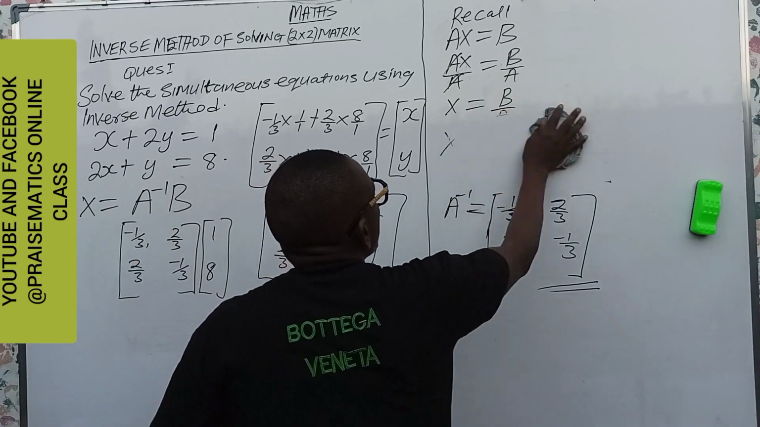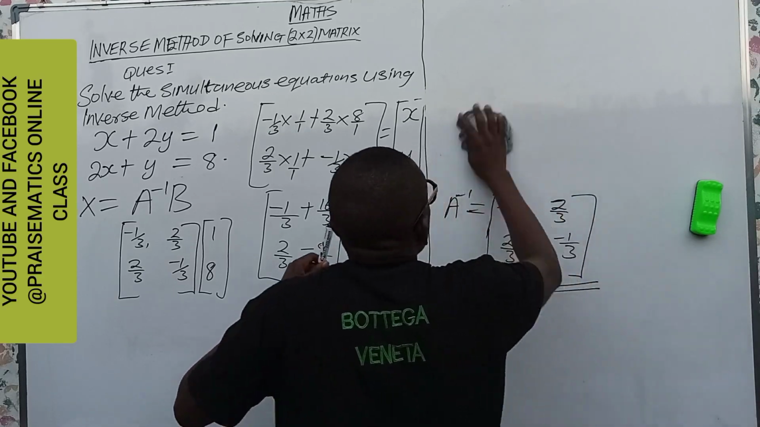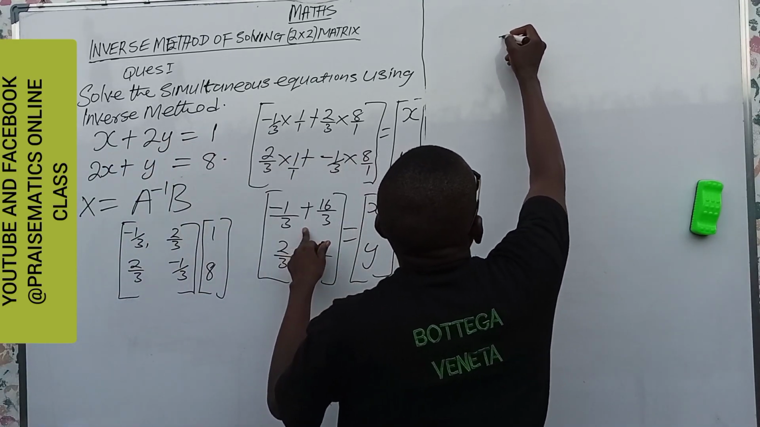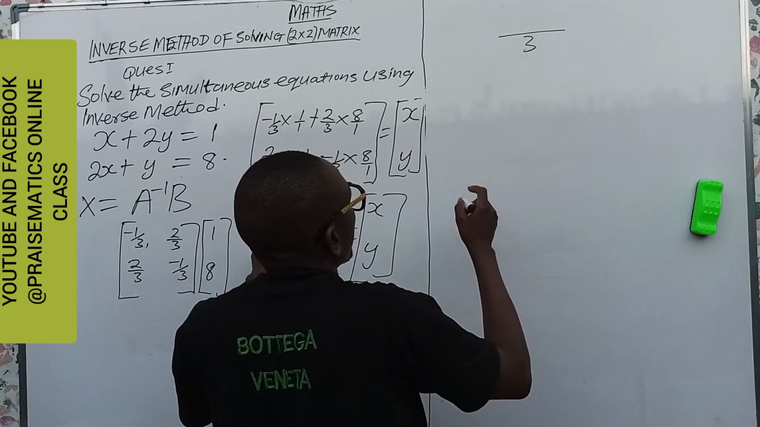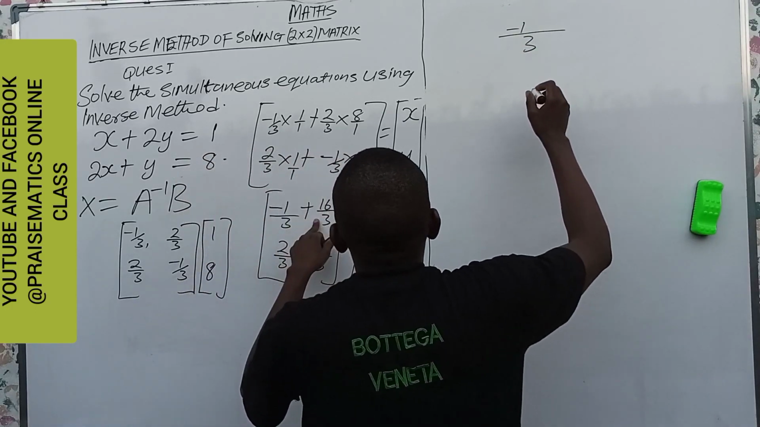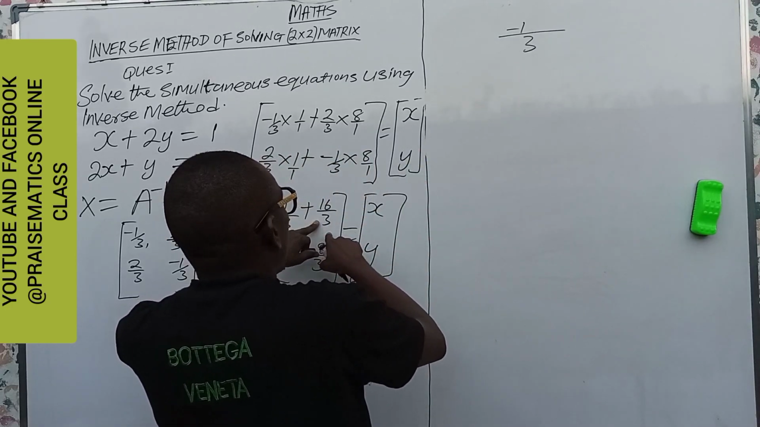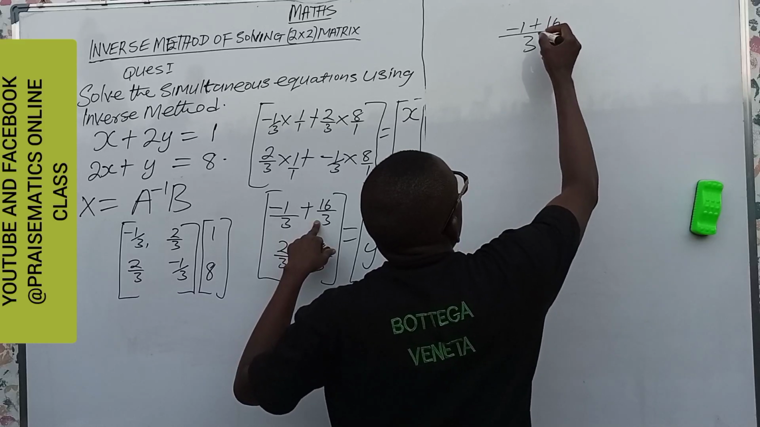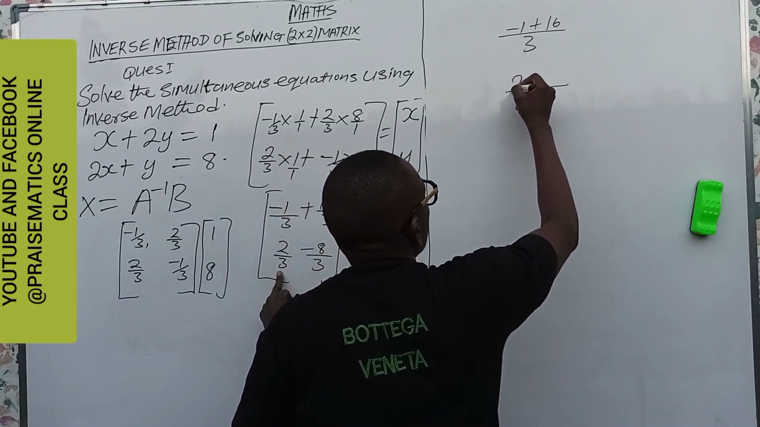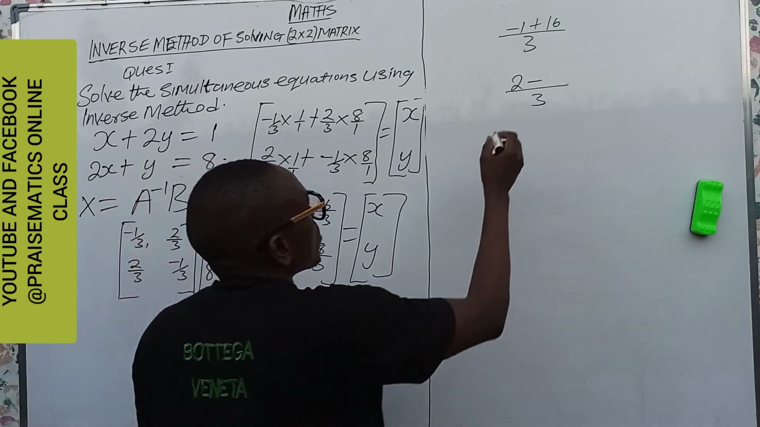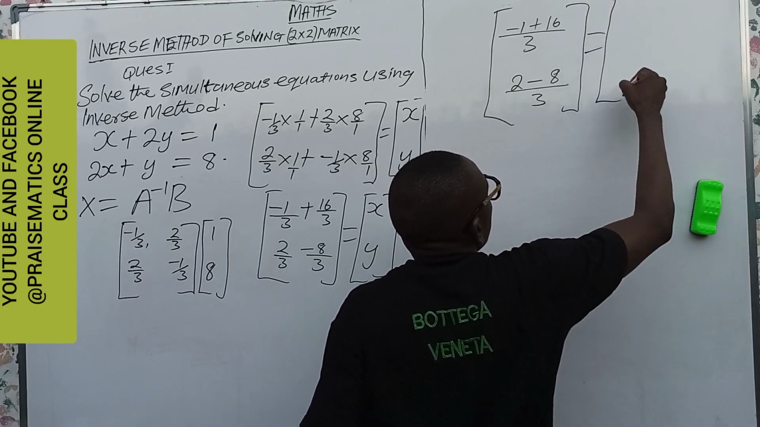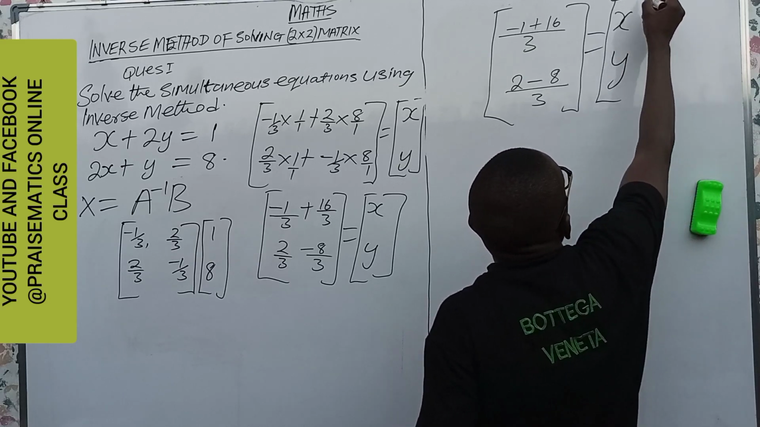Okay. Now let's continue here. What is the LCM? The LCM of this is 3. 3 divided by 3 is 1. 1 times minus 1 will give us minus 1. Plus 3 divided by 3 is 1. 1 times 16 will give us plus 16. Find the LCM of this one also, which is 3. 3 divided by 3 times 3, which is 2, minus 3 divided by 3, 1, 1 times minus 8. We are looking for X and Y.